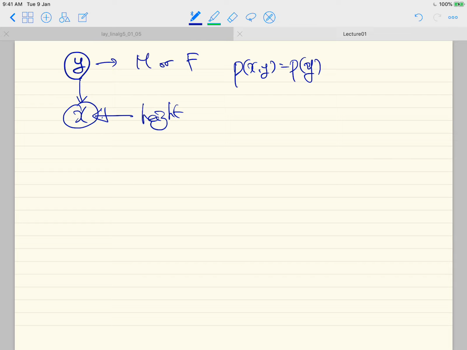p of y first, right? And then x given y, right? So in this case, x is determined only after y is determined. So for example, we can assume that this p of x given y, as a particular value, is actually existing and determined.